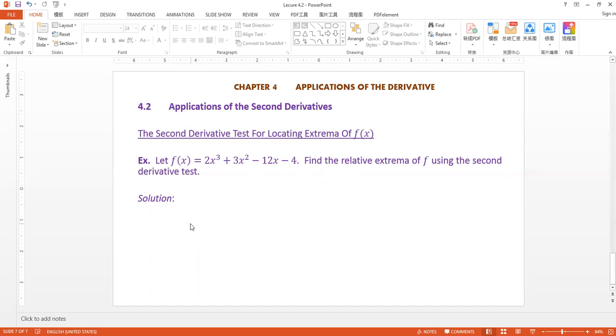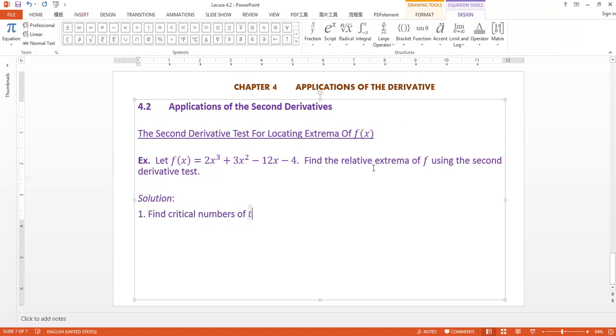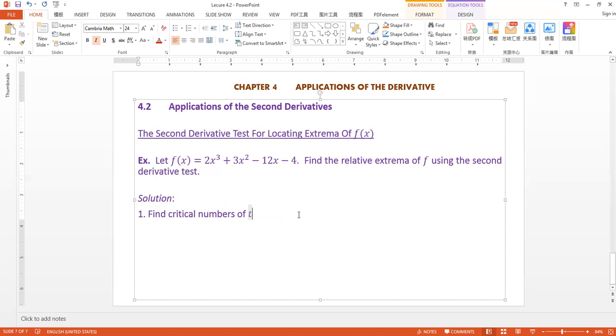Okay. So in this example, the function f is 2x cubed plus 3x squared minus 12x minus 4. And then let's just find the relative extrema of f using the second derivative test. So the first step is to find critical numbers of the function f. Oh, wait. It's not t, it's f.